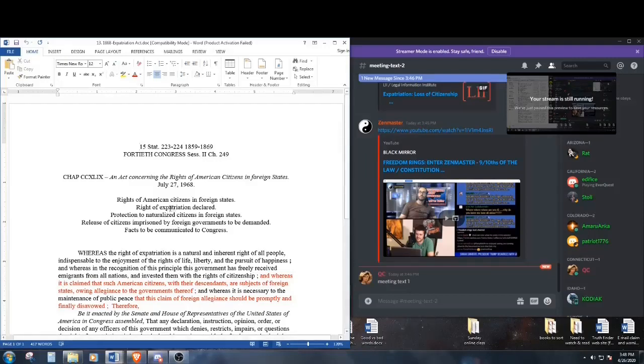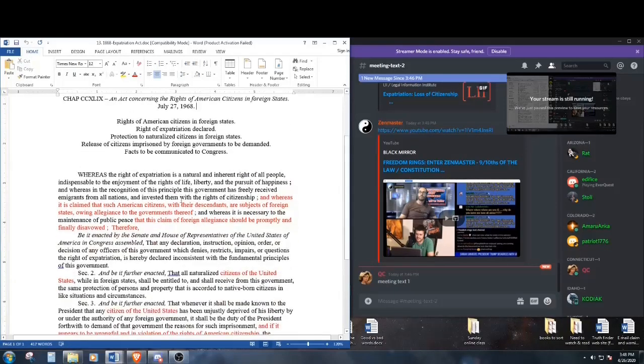So this is an act concerning the rights of American citizens in foreign states, in foreign capital S states. Notice that this was actually done in 1869, so this was just when it was republished, whatever. Rights of American citizens in foreign states, rights of expatriation declared, protection of naturalized citizens in foreign states, release of citizens imprisoned by foreign governments to be demanded. Facts to be communicated to Congress.